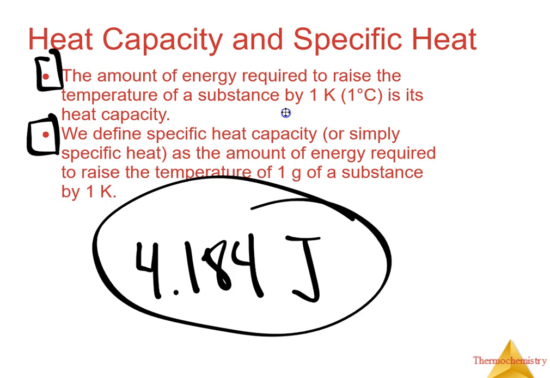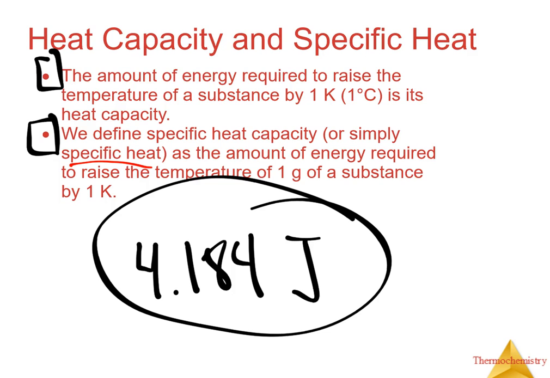Now, to understand calorimetry, we first have to talk about heat capacity and specific heat. The amount of energy required to raise the temperature of a substance by 1 Kelvin or 1 degree Celsius is its heat capacity. We define specific heat capacity, or simply specific heat, which is what we really care about, as the amount of energy required to raise the temperature of 1 gram of a substance by 1 Kelvin.